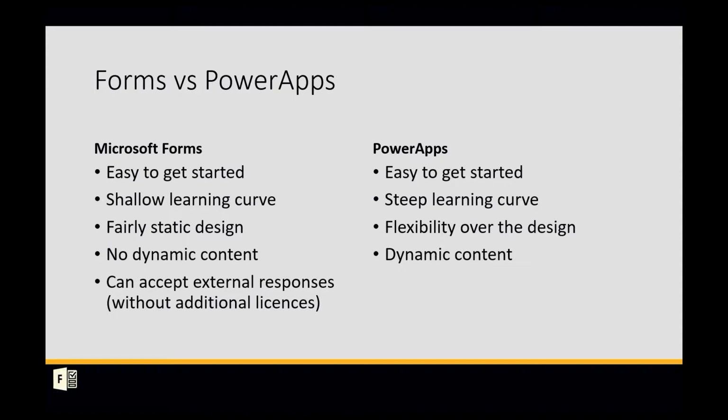So I can accept external responses without any additional licensing. Whereas if I want to do the same with Canvas apps, I can't do that at the moment. So Canvas apps currently aren't available externally at present, although it is in the roadmap for that to come. I can do certain things using PowerApps portals, where I can make things externally available and then capture input. However, we're looking at additional licensing for that.